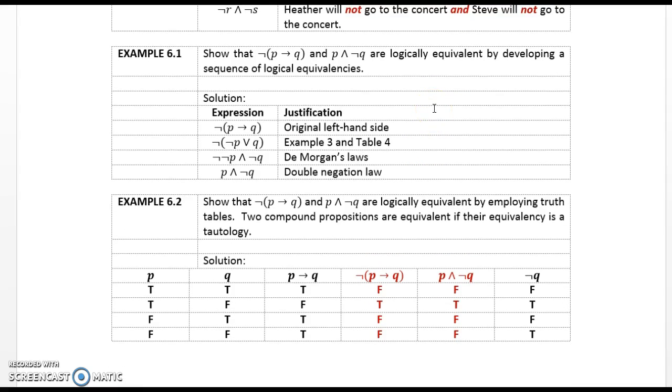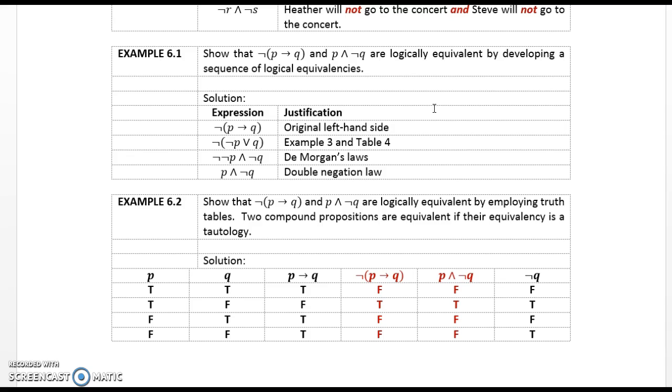Example 6.1. Show that the complement of P implies Q and P and not Q are logically equivalent by developing a sequence of logical equivalences. Solution. And this is how I would like for you to do your proofs. That is, you have a two-column table, and in the left column you have an expression, and in the right column you have the justification. You begin with the original expression, and you move from the left-hand side of the equivalent to the right-hand side, and you have to justify every transformation that you make on successive lines.